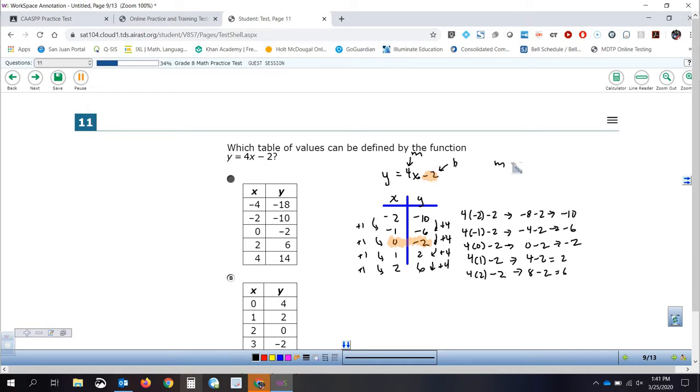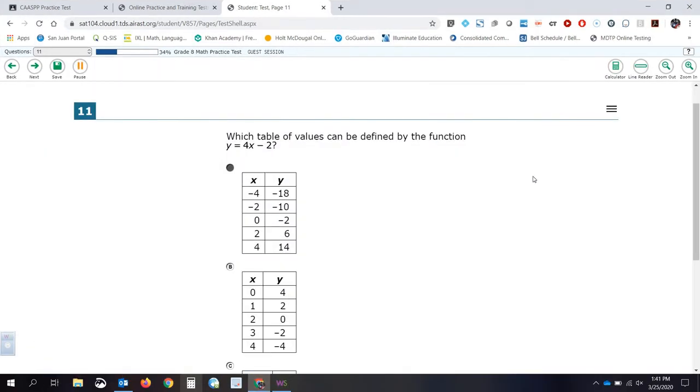Our slope is our change in y. Let me try that again. Change, or delta y over delta x. And we saw that that was 4 over 1, or 4. So as we look at these tables to see which one is correct, those are some things we're looking for. We could also simply plug in the x and see if we get the correct y. All right, so let's go ahead and work through these tables.